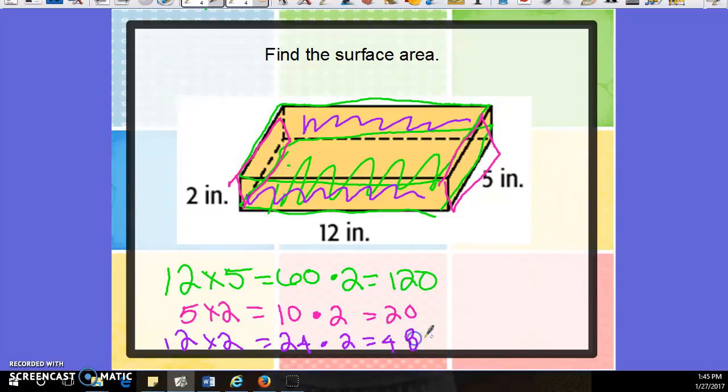When you add all of these together, you have 188 inches squared. That's all you do. You just find the area of each face and the bases, and you just add them together.